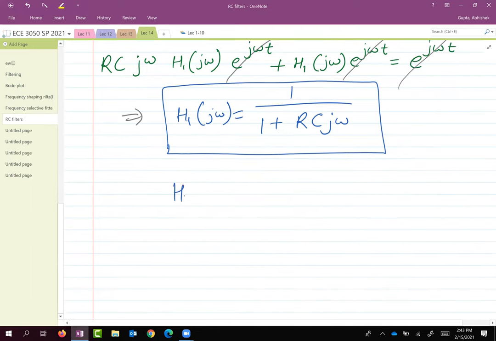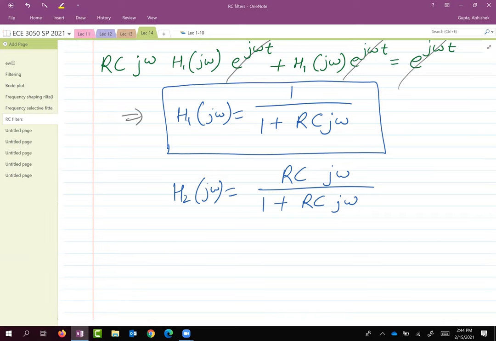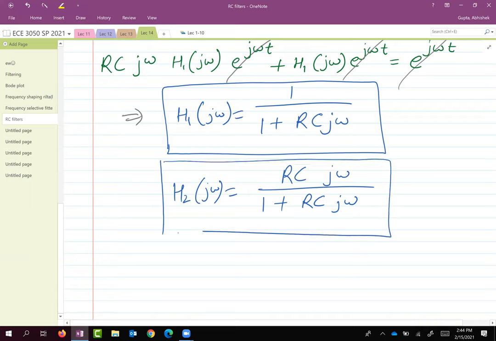And then I can do the similar thing for the second system, and I'll get H2 equals RC j omega over 1 plus RC j omega.